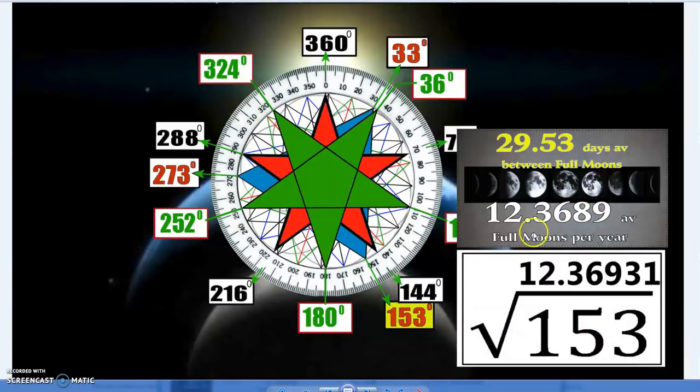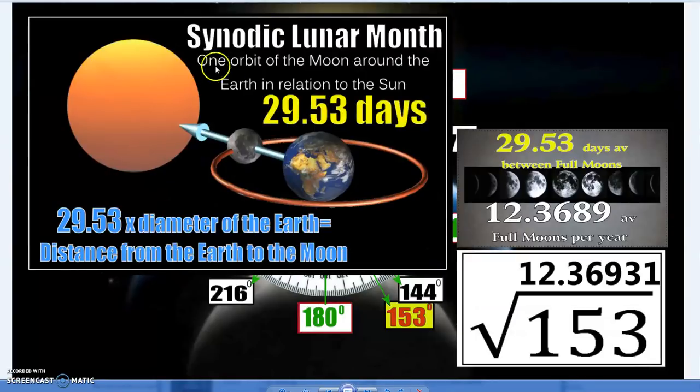But the square root of 153 is essentially the number of full moons per year, and full moons are defined by what's called the Synodic lunar month, and that's 29.53 days. So we have a 30-day month, but actually the full moon is every 29.53 days on average, again because of the elliptical nature of orbits. Now the Synodic lunar month, one orbit of the moon around the Earth in relation to the Sun. That's the reference point.